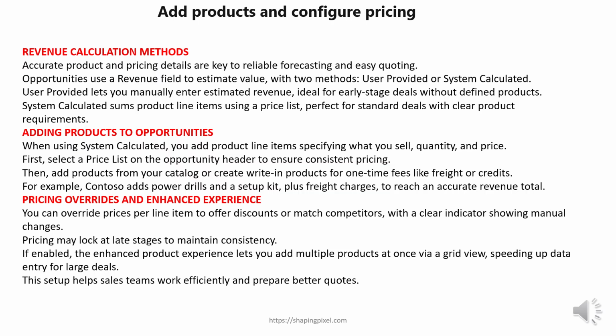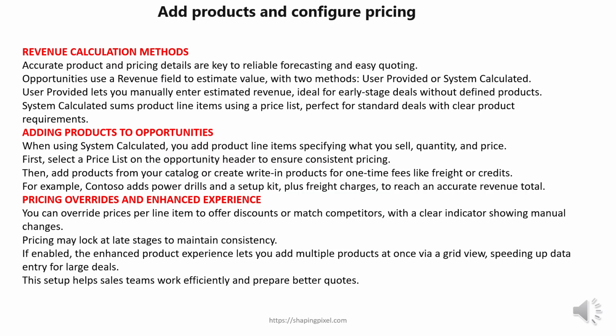Adding products to opportunities. When using System Calculated, you add product line items specifying what you sell, quantity, and price. First, select a price list on the opportunity header to ensure consistent pricing. Then, add products from your catalog or create write-in products for one-time fees like freight or credits. For example, Contoso adds power drills and a setup kit, plus freight charges to reach an accurate revenue total.